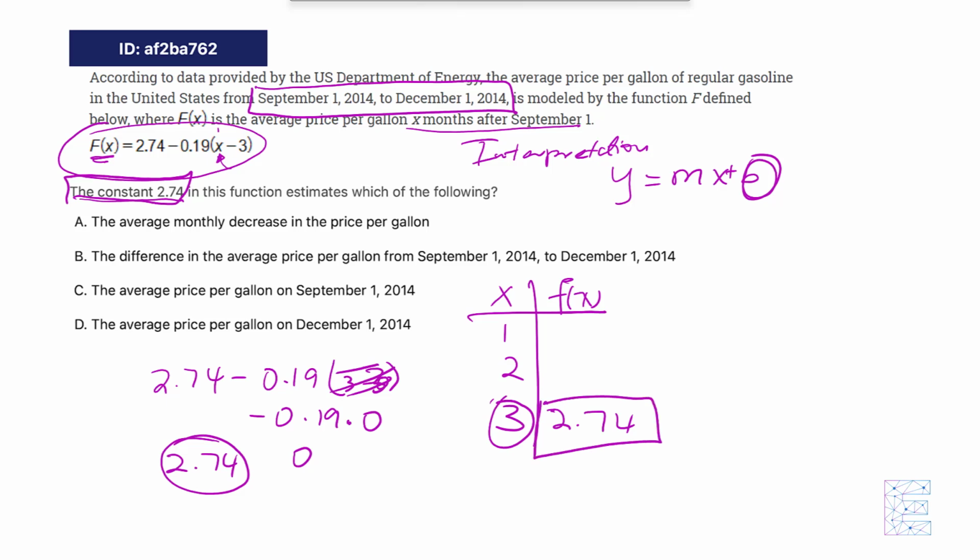Let's go and see if any answer says that. The average monthly decrease in the price of gallon? No, it's not the average monthly decrease. Difference in average price per gallon? No. Average price per gallon in September? No. Average price per gallon in December? That's 3 months after. Yeah, so it's got to be D.